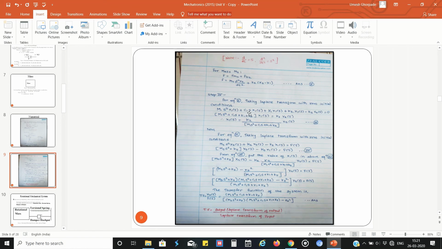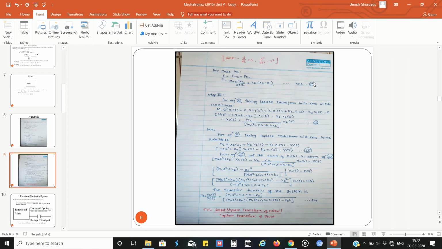We collect all the X1 terms and transfer the X2 terms to the other side of the equation. So (m1 s square plus c1 s plus k1 plus k2) X1(s) is equal to k2 X2(s). So we get X1(s) equal to k2 divided by (m1 s square plus c1 s plus k1 plus k2) into X2(s). That is equation number 3.